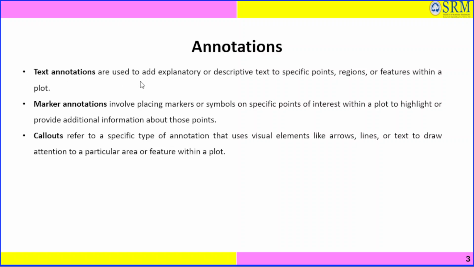Text annotations are used to add explanatory or descriptive text to specific points, regions, or features within a plot. Marker annotations involve placing markers or symbols on specific points of interest within a plot to highlight or provide additional information about those points. Callouts refer to a specific type of annotation that uses visual elements like arrows, lines, or text to draw attention to a particular area or feature within a plot.